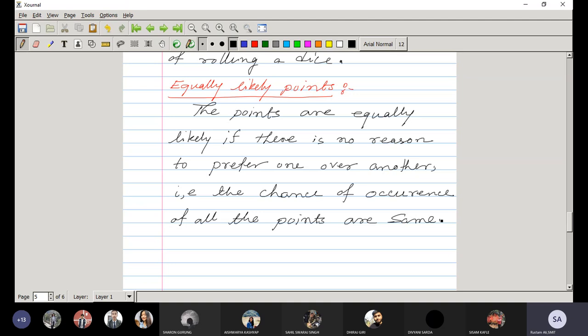So after knowing all these definitions, now we are in a position to define probability. We'll see three definitions of probability. First is the classical definition of probability. Then we'll see the frequency definition, and lastly the axiomatic definition of probability, which is the modern definition. That is, probability is a number satisfying certain conditions.